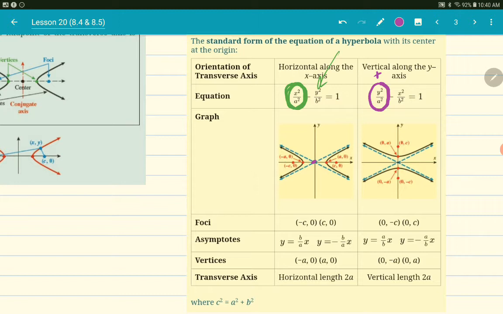Actually, yeah, plus or minus a. And then the b's, plus or minus b, would actually get you another point over here, which we'll go over in a little bit when we get to the graphing.